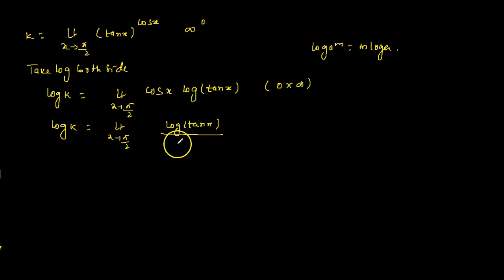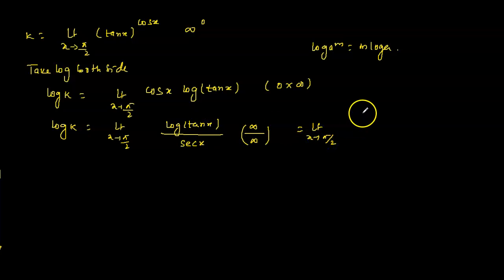Okay, this one is 1 by cos, so I can write it as sec, secant theta. So I can write it here: this one is 1 by cos, which is secant of x. Now you put it here, this is infinity and sec 0 is also infinity, right? So now you can apply L'Hopital.